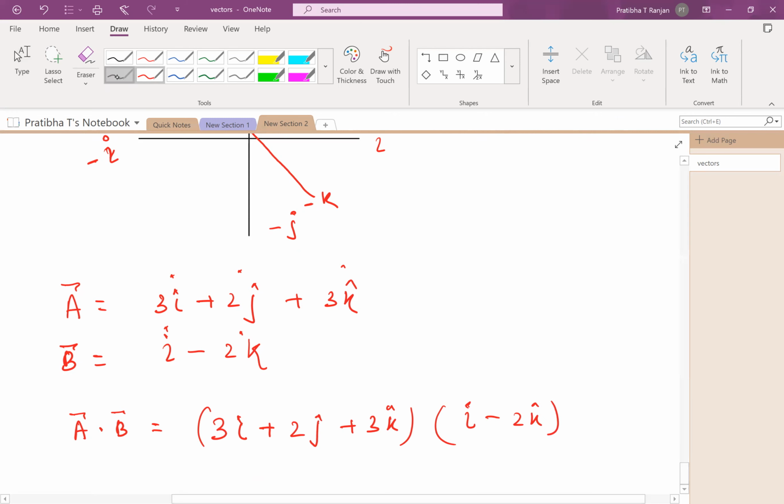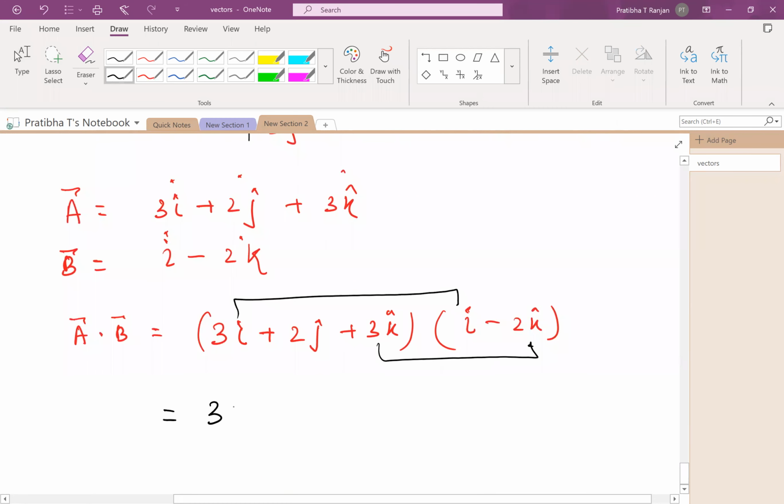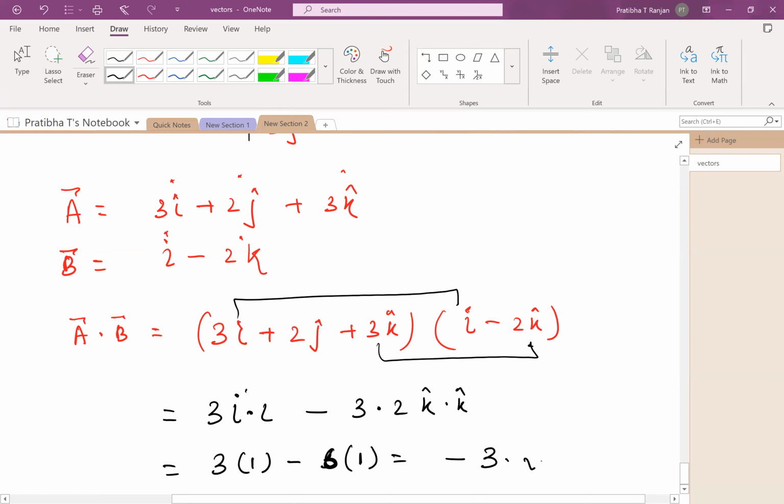So i with i and k with k, because we don't have j here. So it's simply 3 i dot i minus 3 times 2 k dot k, right? And 3 i dot i becomes 1, and 3 times 2 that is 6, k dot k is 1, and you got minus 3.